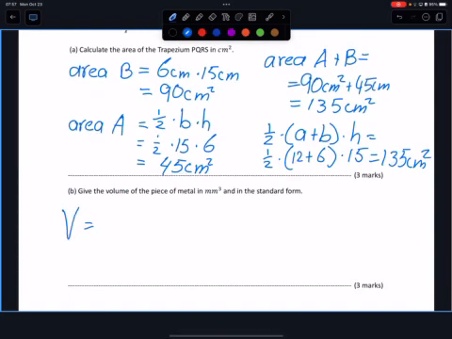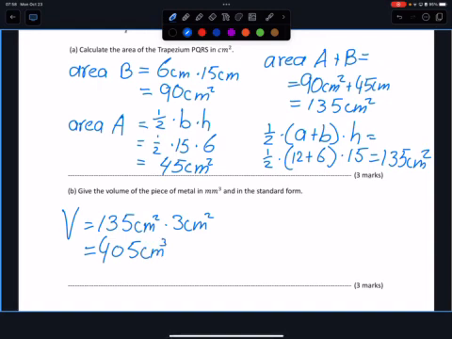So the volume would be 135 square centimeters multiplied by the height, which in turn becomes 405 cubic centimeters. But the question is in millimeters to the cube and in the standard form. So that's why 3 marks. You get 1 just for this.